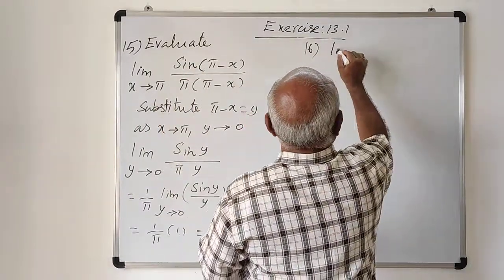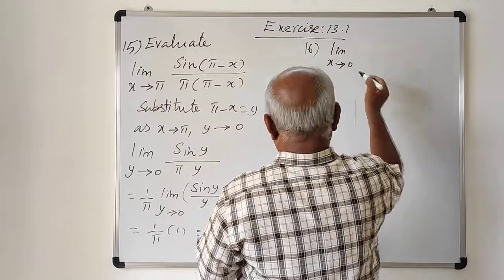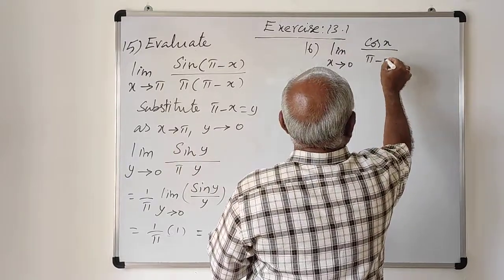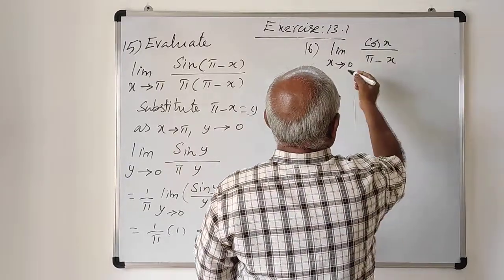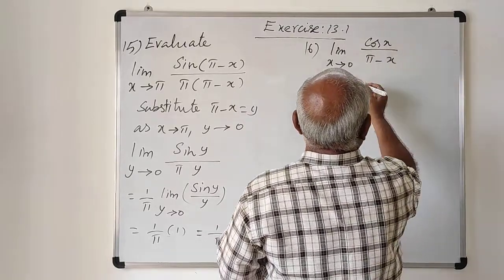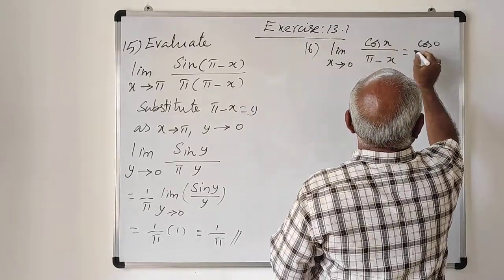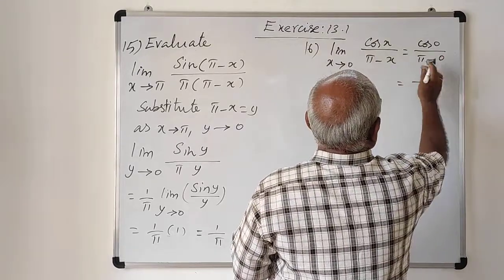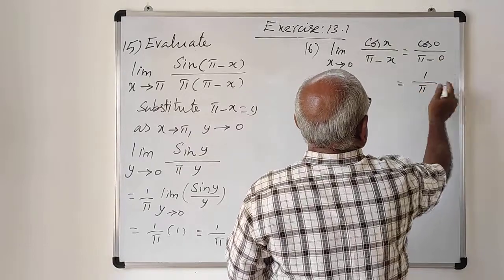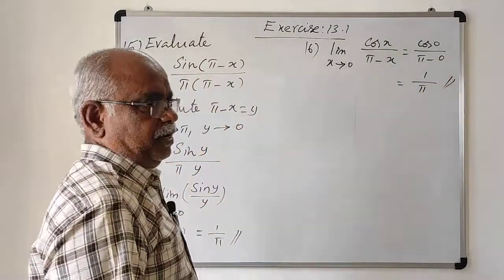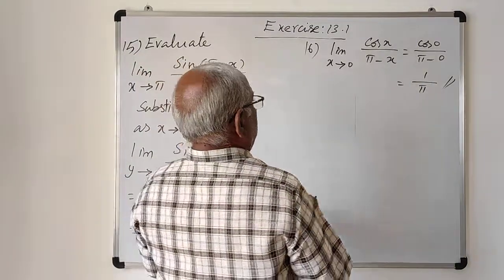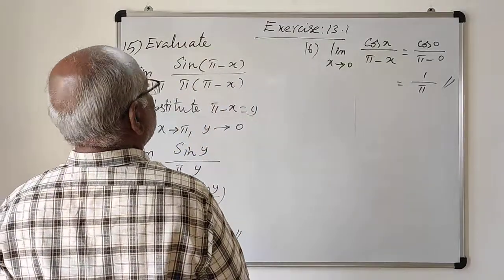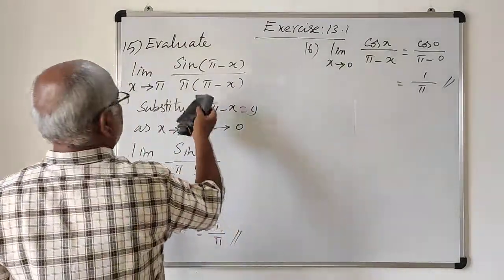Limit x tends to 0, cos x by pi minus x. You can apply the limit immediately. Cos 0 by pi minus 0. Cos 0 is 1, and pi minus 0 is pi. 1 by pi is the answer. That's all about problem 16. And now the 17th problem is a somewhat bigger problem. Next I am going to solve problem number 17.